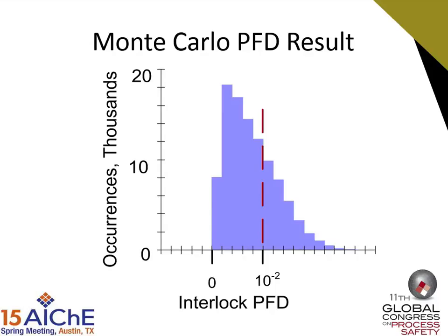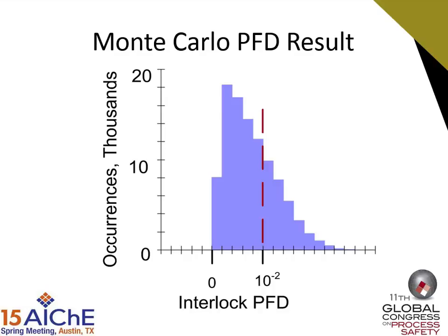Okay, this Monte Carlo simulation I set up, and I had it test 100,000 versions of this interlock. So it did a Monte Carlo with a number of trials, 100,000. This is the output result. The red dotted line is the target. That's the 10 to the minus 2.